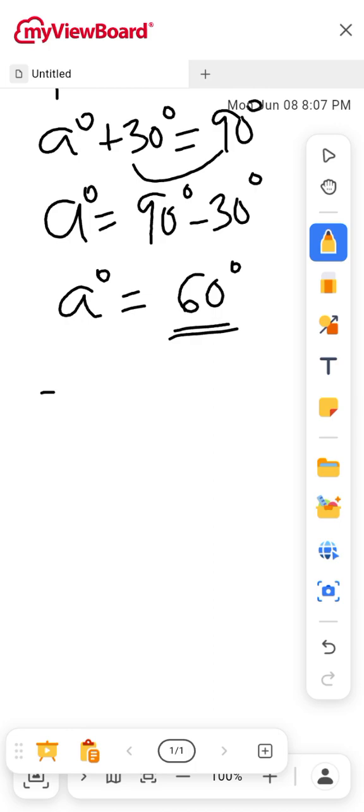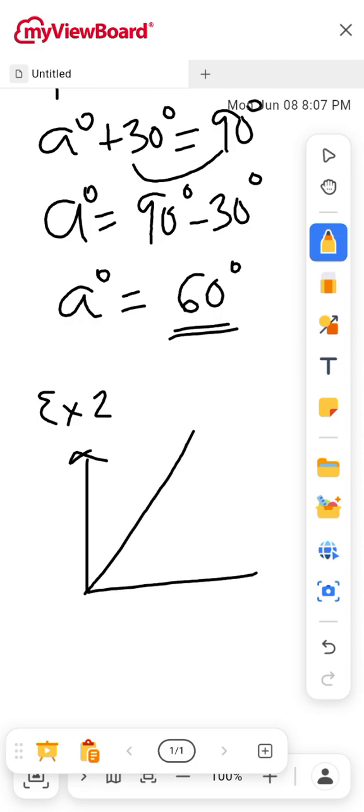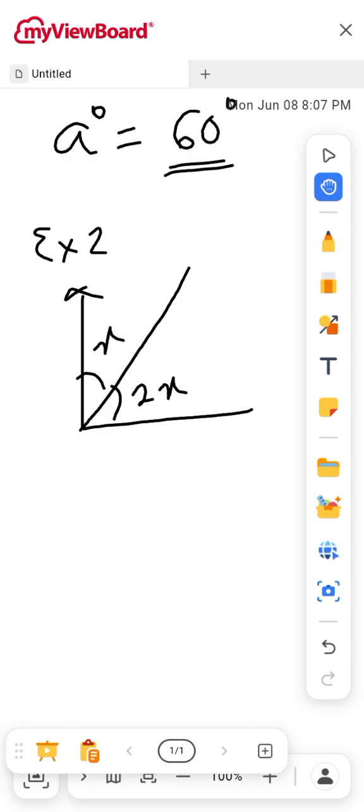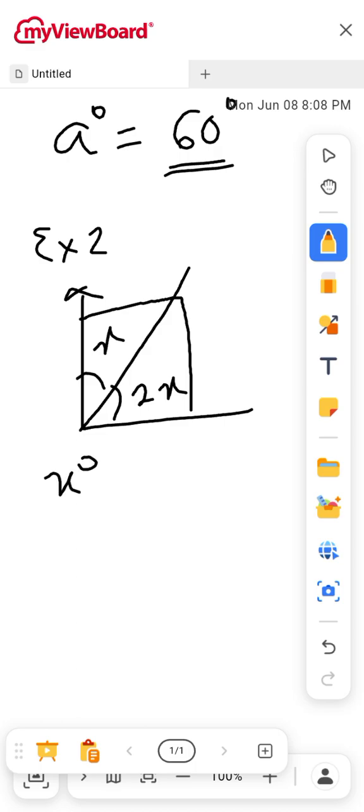Let's say example 2, you can be given something like this, x, and you have 2x. And they ask you to find the value of x and 2x. Don't forget that this is also a right angle. Anytime you connect the lines and it gives you a perfect L shape, the sum of angles there is 90 degrees. So if you add everything there, x plus 2x, everything will equate to 90 degrees because it's the sum of angles in a right angle.